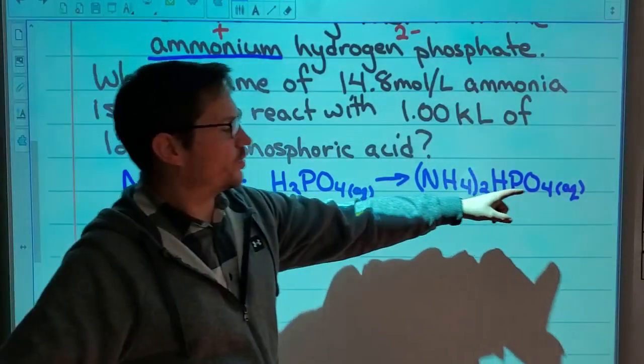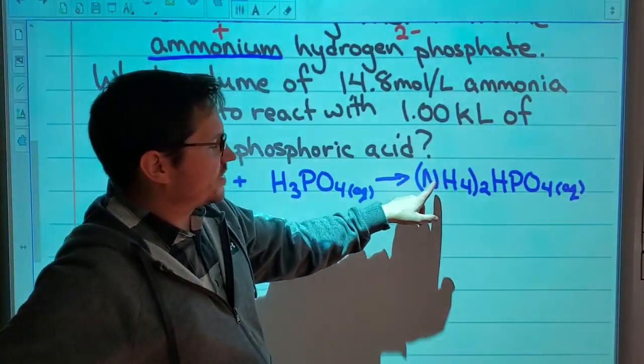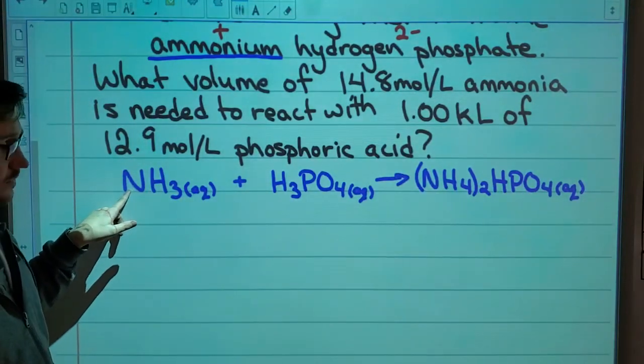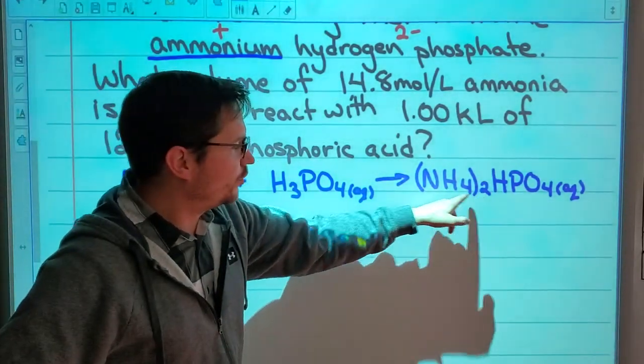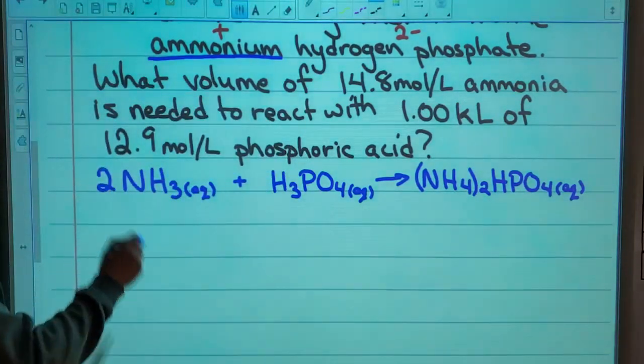This is obviously the most complicated thing in here. And I take a look and I say, okay, there's nitrogen at the beginning, and the only place nitrogen comes from is from the ammonia. There's 2 nitrogens, so I might as well toss a 2 in front of here.